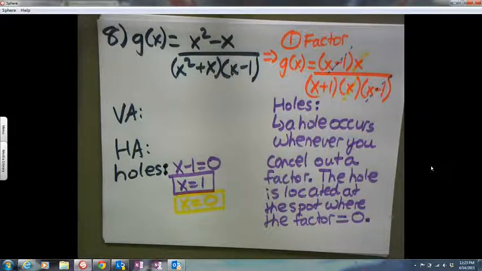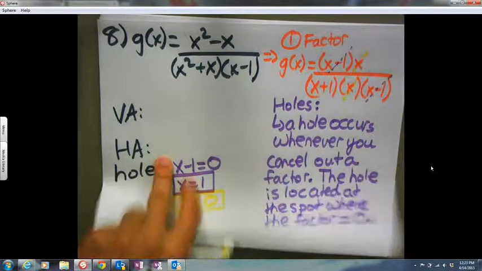So what about this one? Well, that's not a hole because it's not getting canceled out. We're about to deal with that here in a second. That's not a hole. Oh, okay. Any questions on the holes now? Okay, nothing on the holes. So now we'll proceed to the other 2, vertical asymptote and horizontal asymptote.